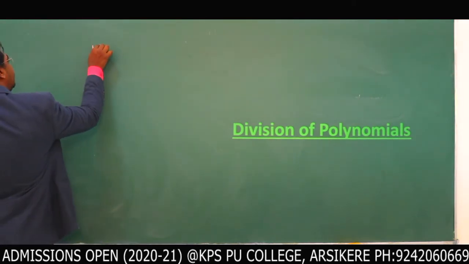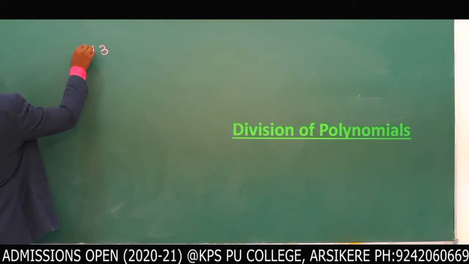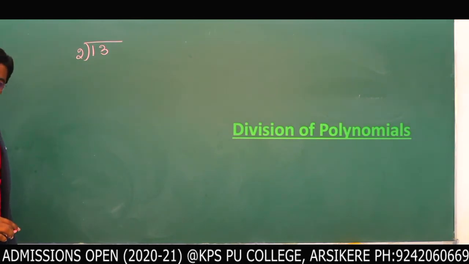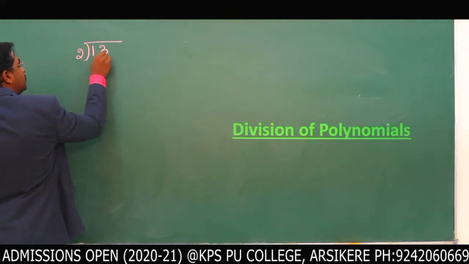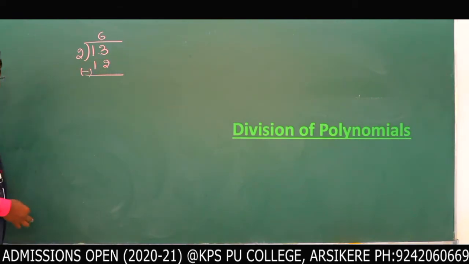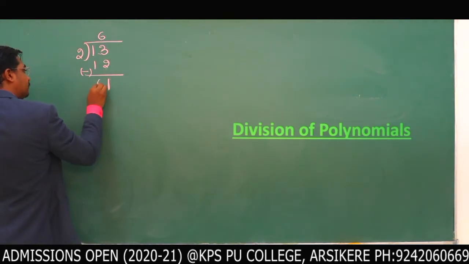So here we have 13. I will divide 13 by 2. What is the nearest number? The multiple of 2 we have is 12, which is less than 13. That becomes 2 sixes are 12. So I will go with a negative sign because we have to subtract 12 from 13. This reduces: 3 minus 2 becomes 1, and here 0.